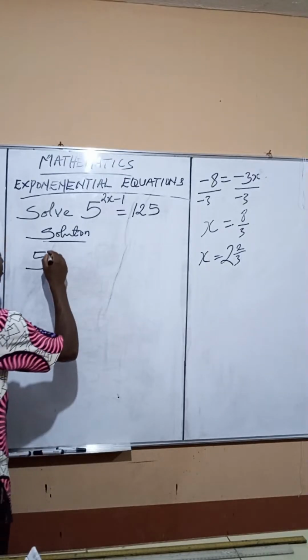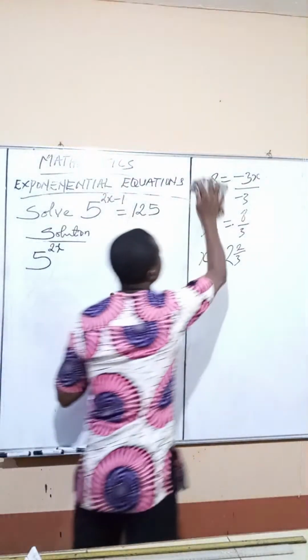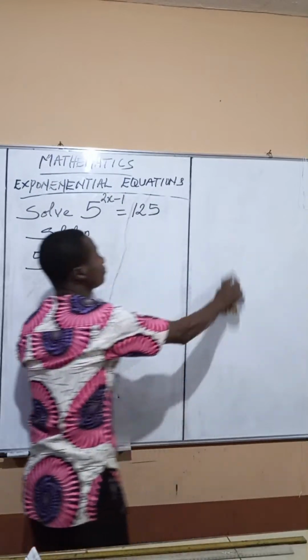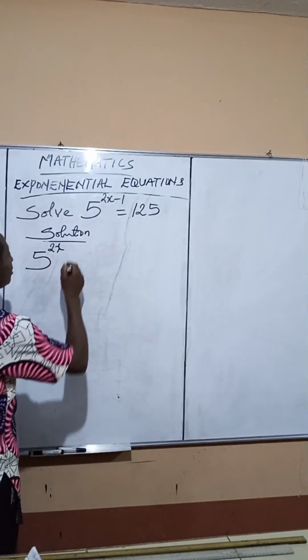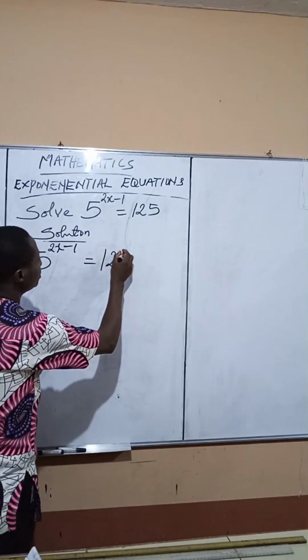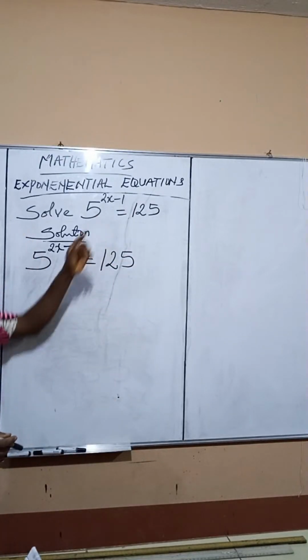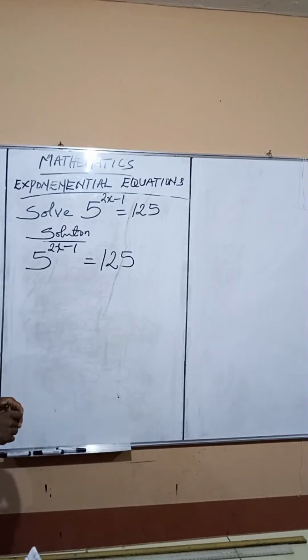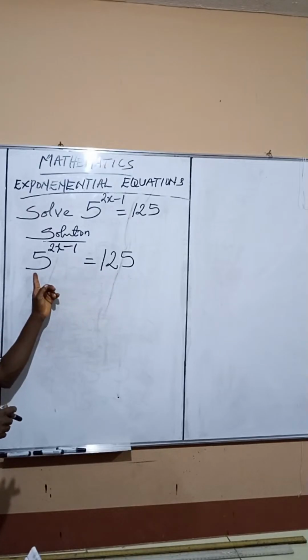So we have 5 raised to 2x. Sorry, I'm going to clean the other one too because we are done with this one. So we have 5 raised to 2x minus 1 equals 125. This is the fourth equation we are solving now, involving exponential features. Now, how do we make the bases the same?